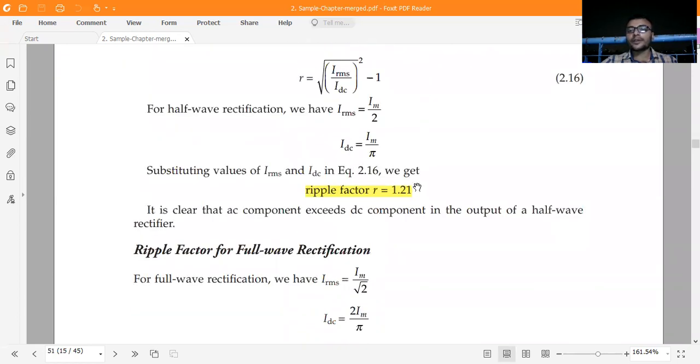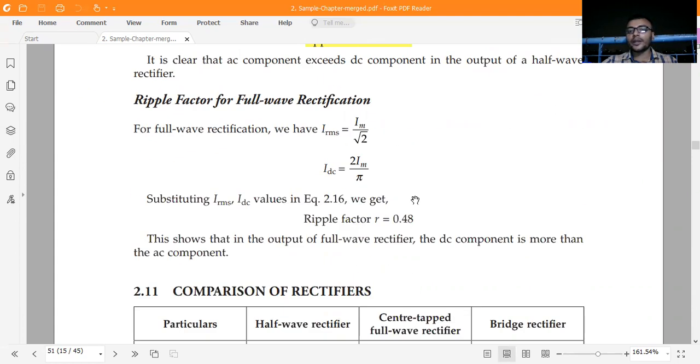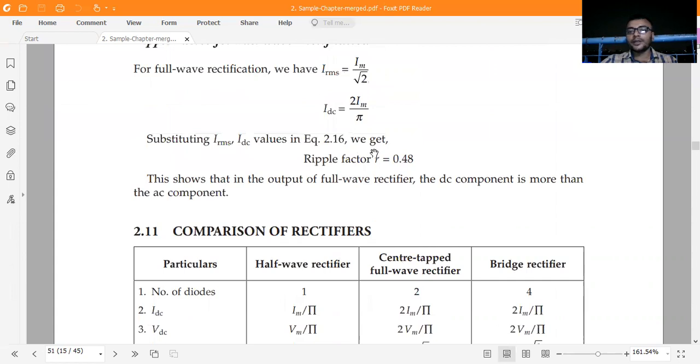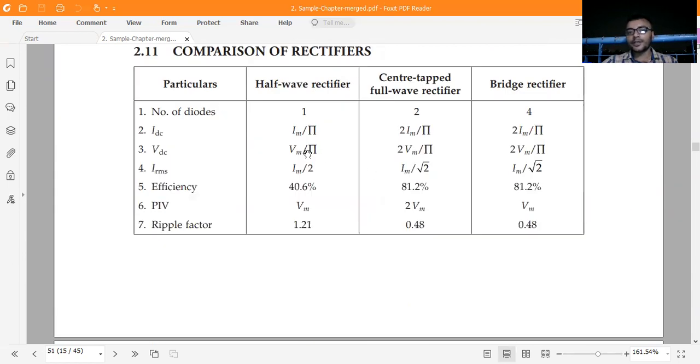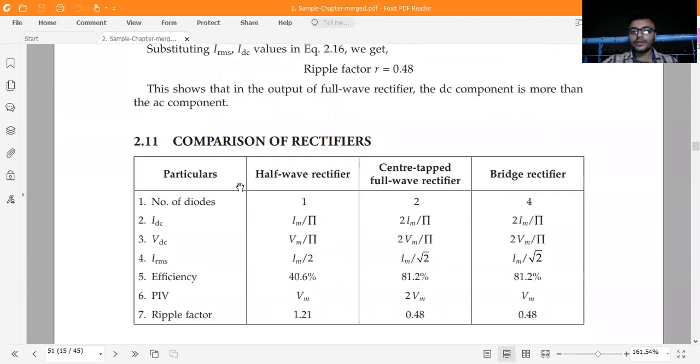What is the ripple factor? The ripple factor for the half wave rectifier is 1.21, and for the full wave and center tap transformer is 0.48. This is a very important table.